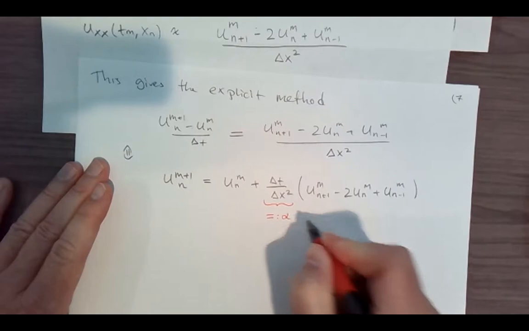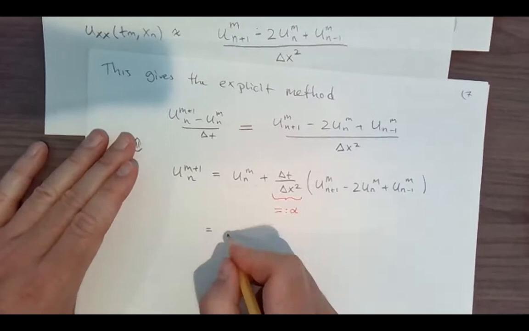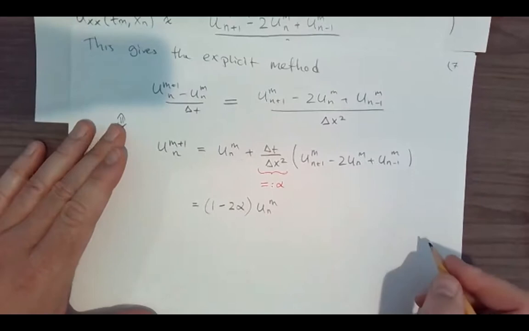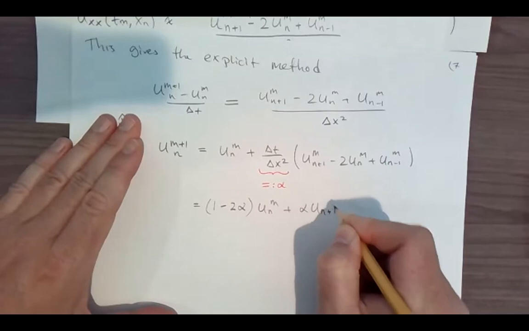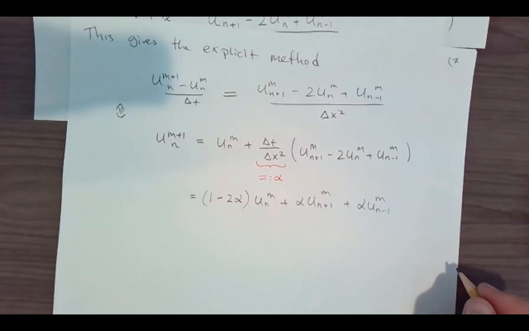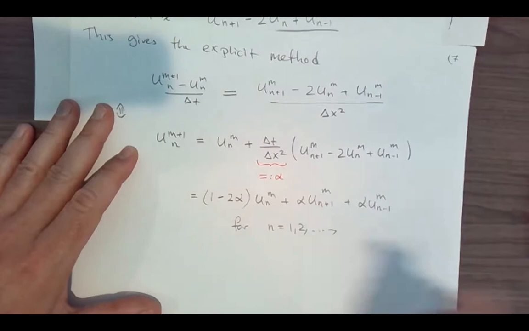And then I can see that I have this term here in both places. This will be 1 minus 2 alpha times u_n^m, and then the other ones will be alpha u_{n+1}^m plus alpha u_{n-1}^m. And we're going to do this for n equals 1 all the way up to capital N.